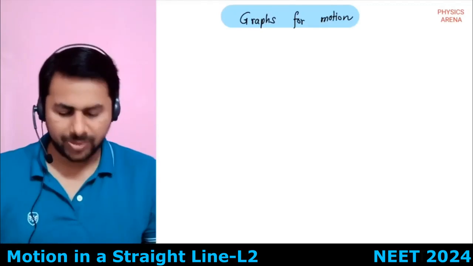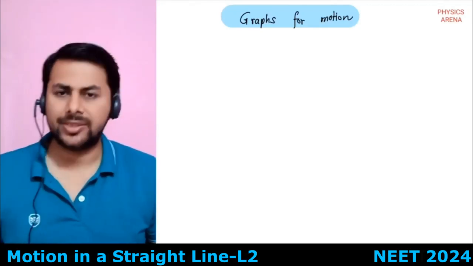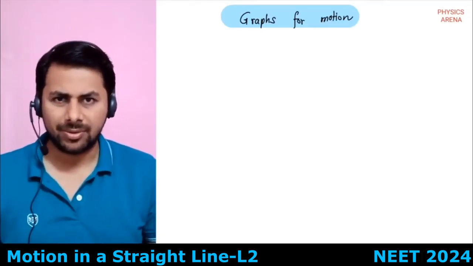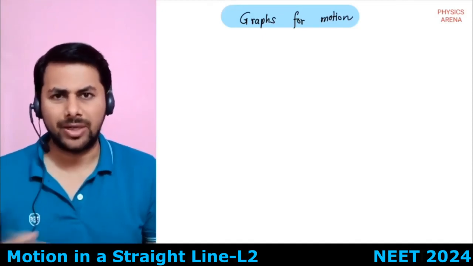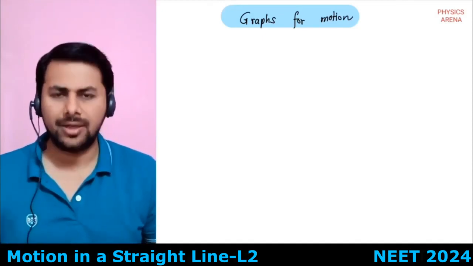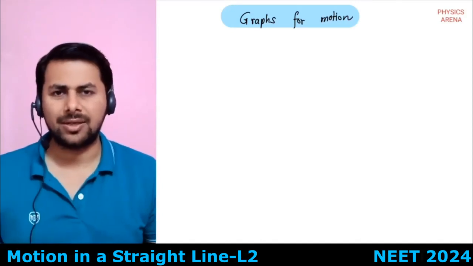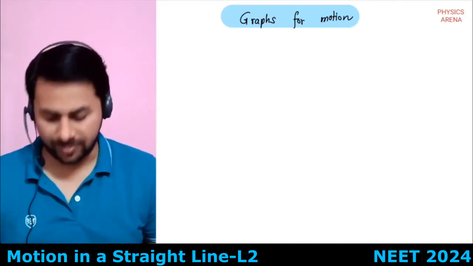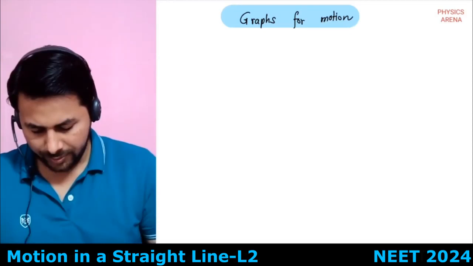Let's discuss the graphs for motion. So first of all, we'll discuss the position versus time graph, how the position versus time graph for various kinds of motion looks like, then the velocity versus time graph, and then the acceleration versus time graph.